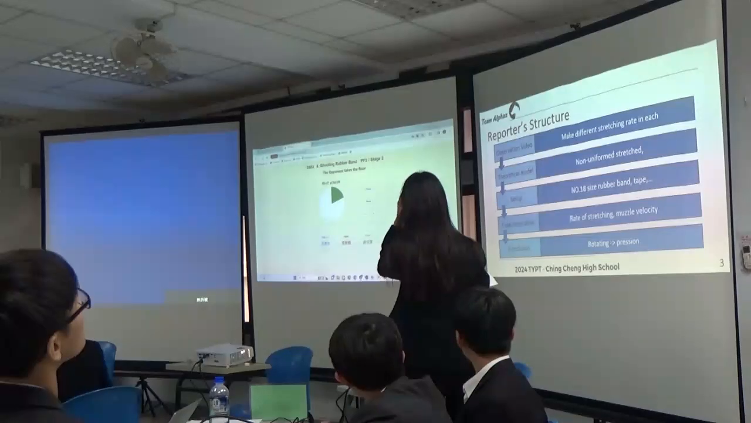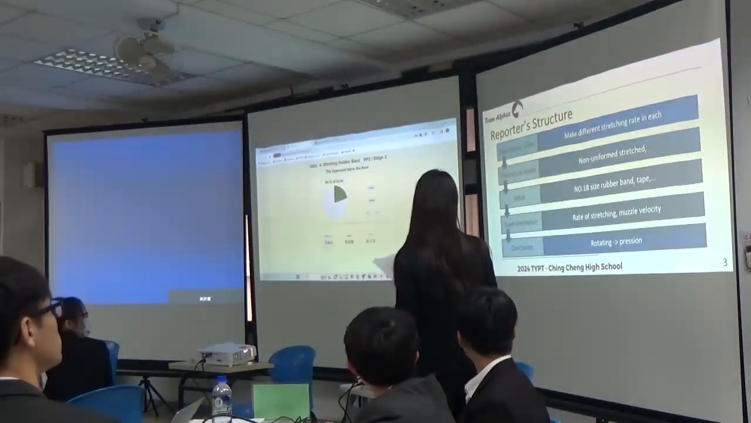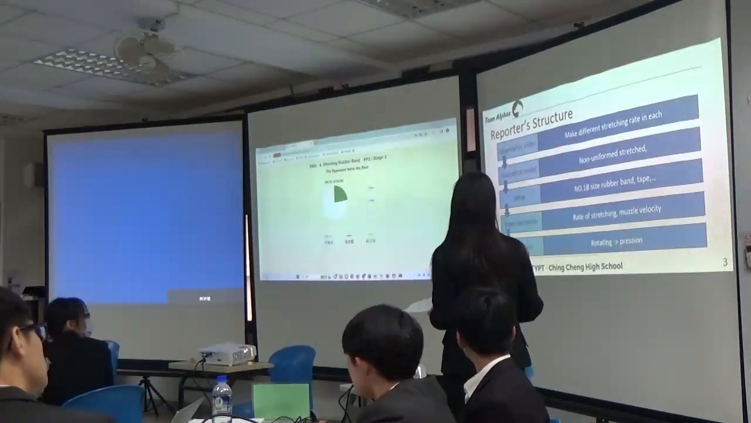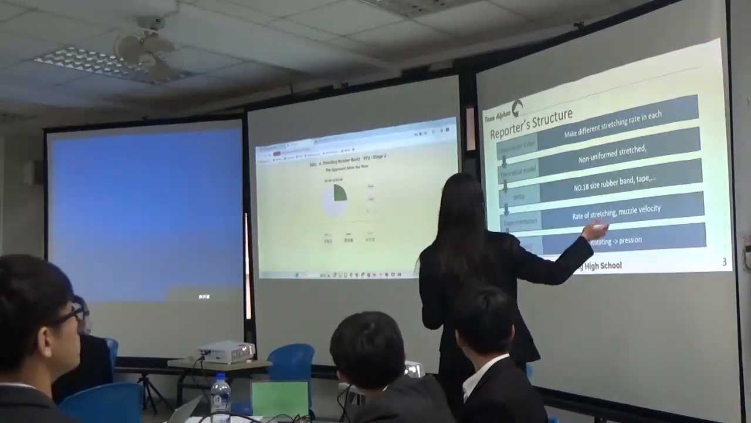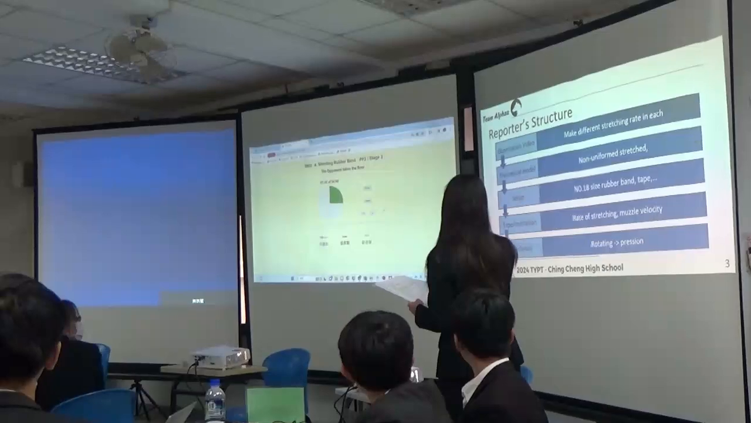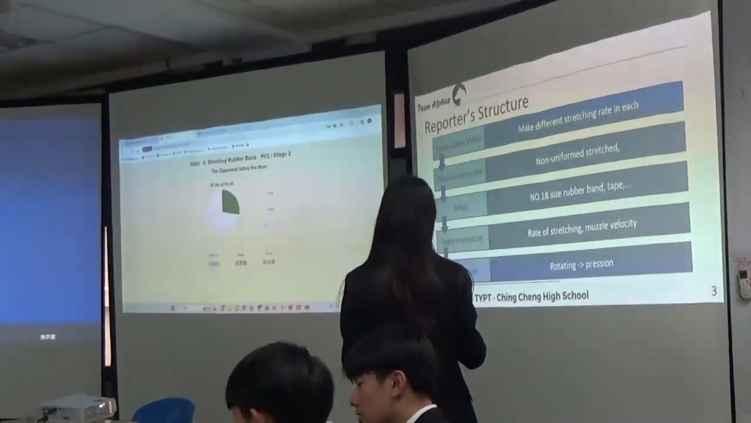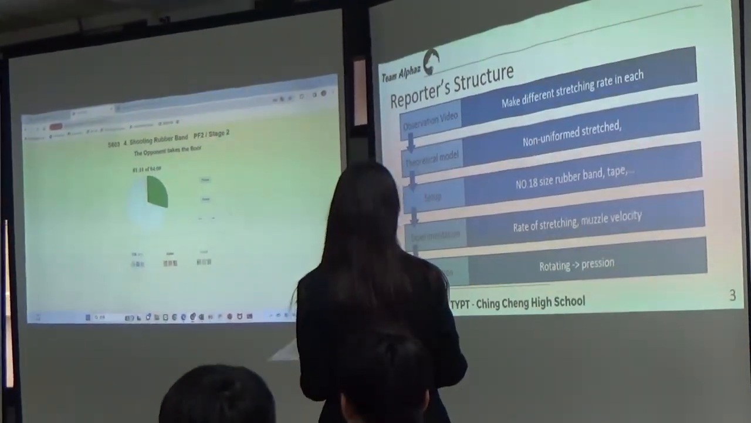This is the reporter's structure. The observation video is making different stretch rates in each. The theory model is non-uniformly stretched. The setup is a number 18 size rubber band and a table, something like that. The experimentation is the rate of the stretching and muzzle velocity. And the conclusion is rotating in multiple precessions.